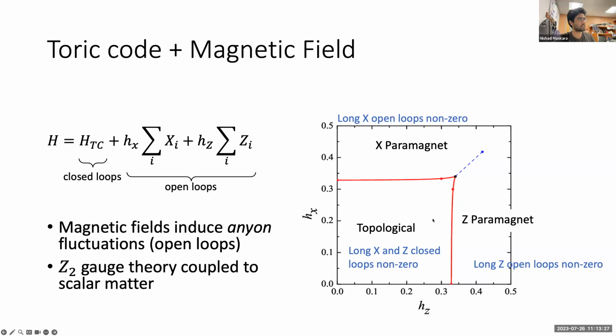Okay, so any questions on the toric code plus the magnetic field and the different kind of behavior that we're going to see?